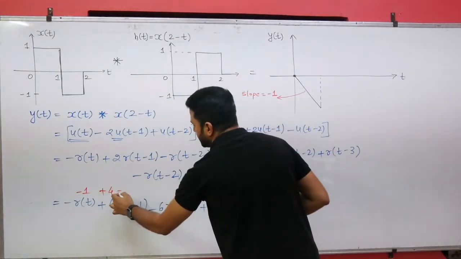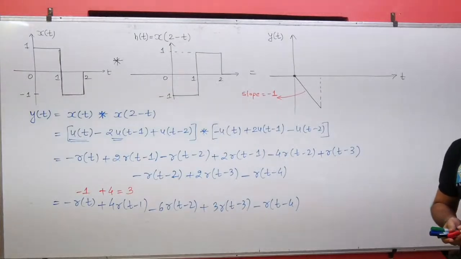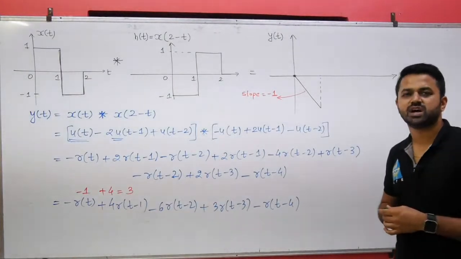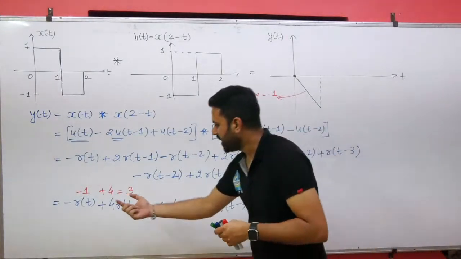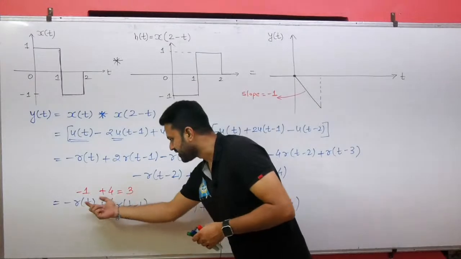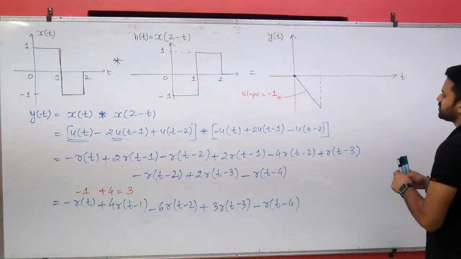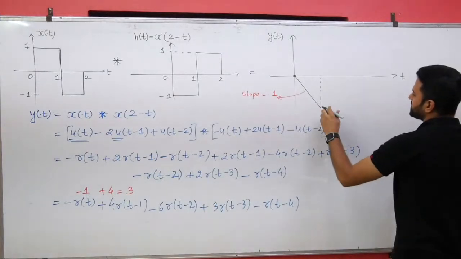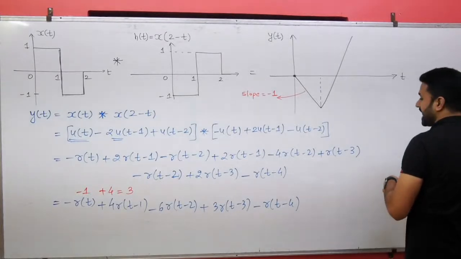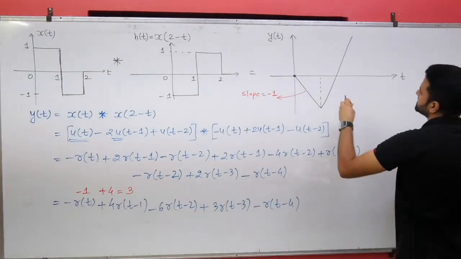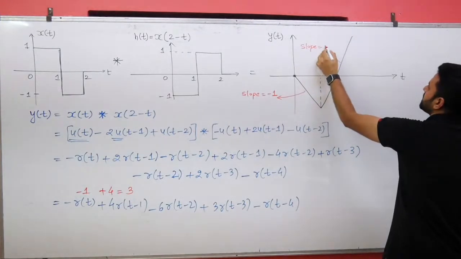So this is the slope, which is minus 1, and this term is having the slope plus 4. So the addition of the two ramp functions will give you the slope, which is 3. When you add this ramp with this ramp, you will get the ramp signal which is having the slope plus 3. So you have to draw the signal or the ramp which is having the slope plus 3.